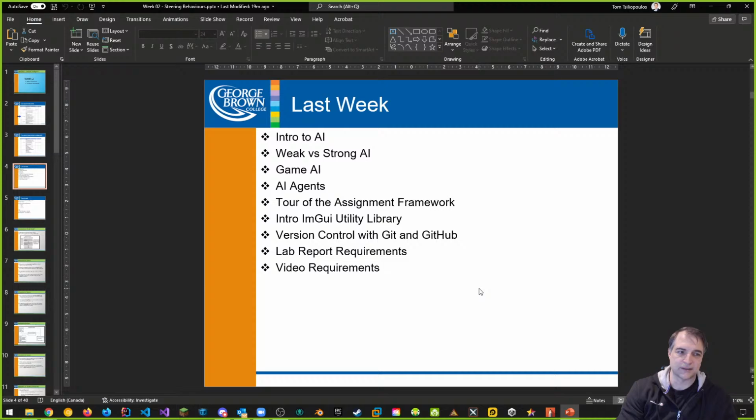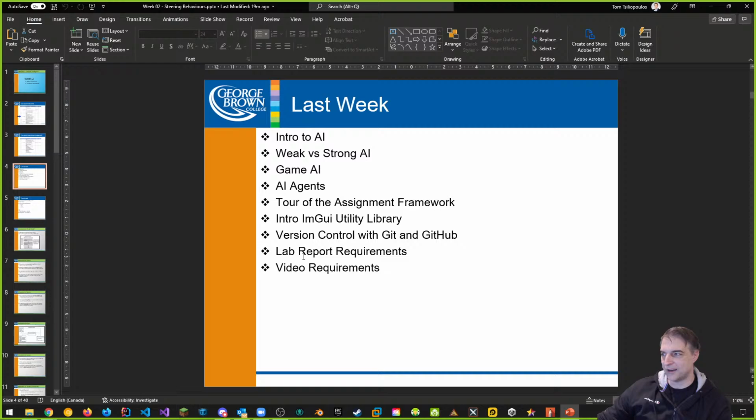And believe it or not, we tried to make our engine as simple as possible. You believe that? Some of you probably won't. We also talked about video requirements. So video requirements are required every time you do a lab or an assignment. Labs are to be done individually, like we said, and assignments are to be done in groups.